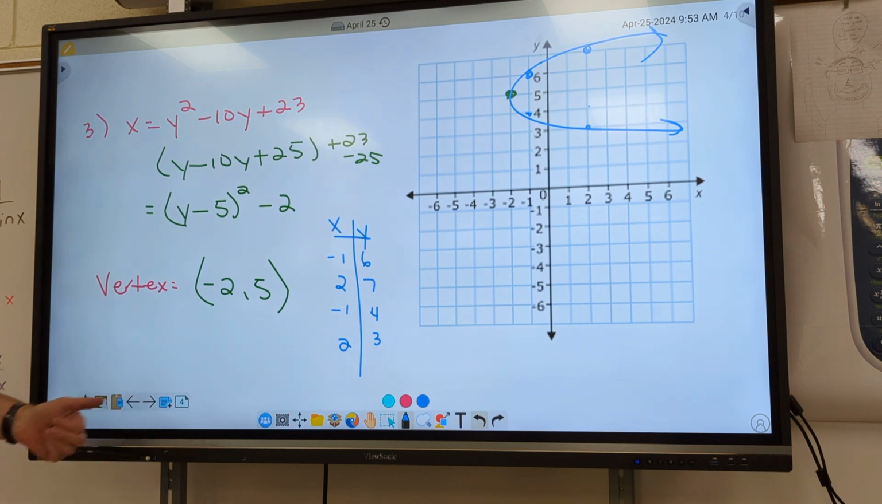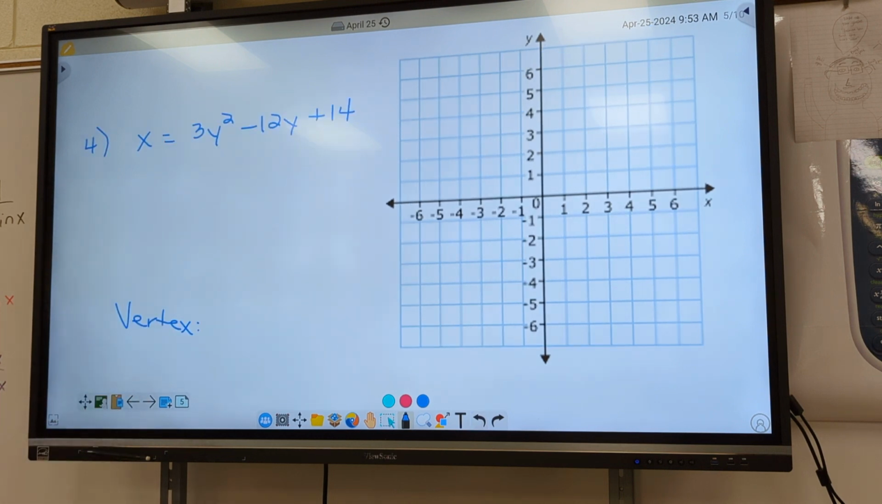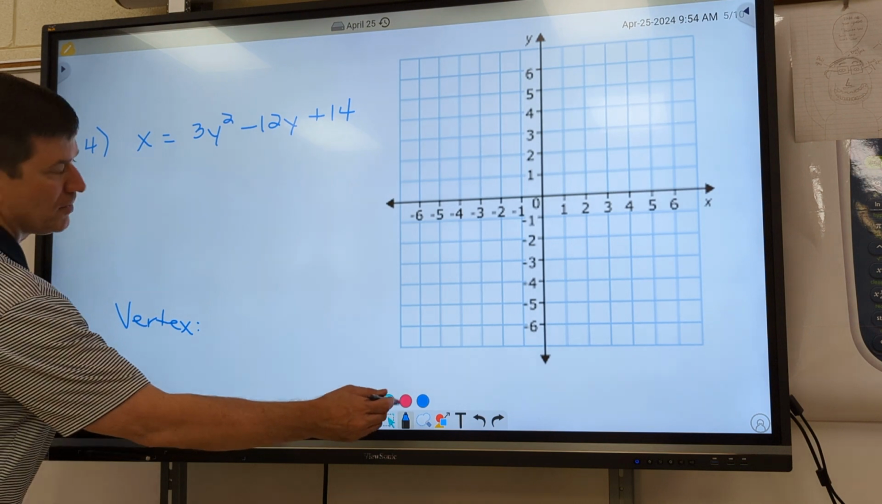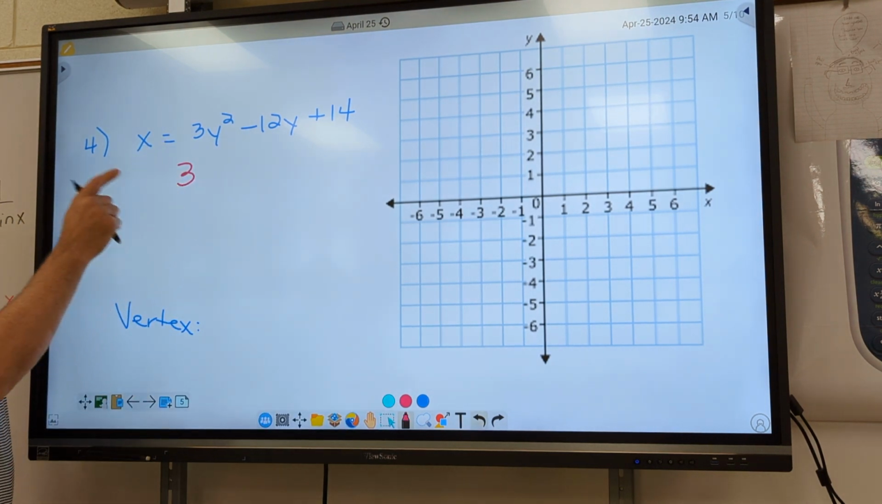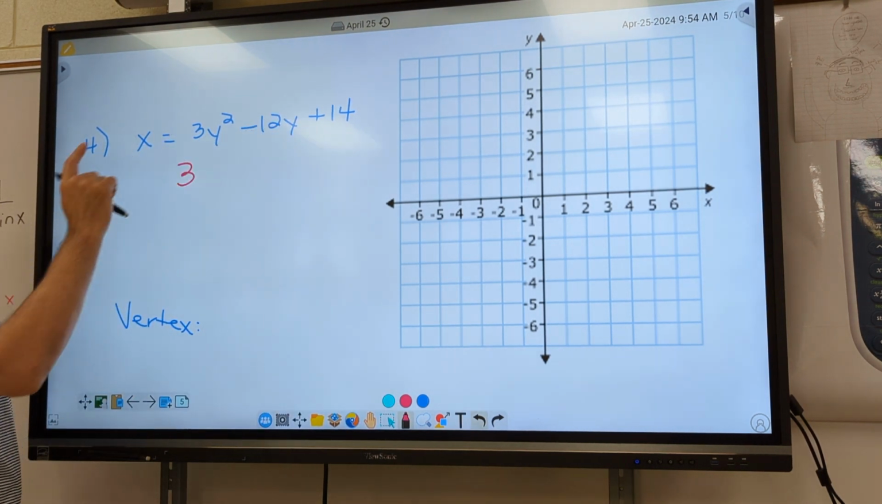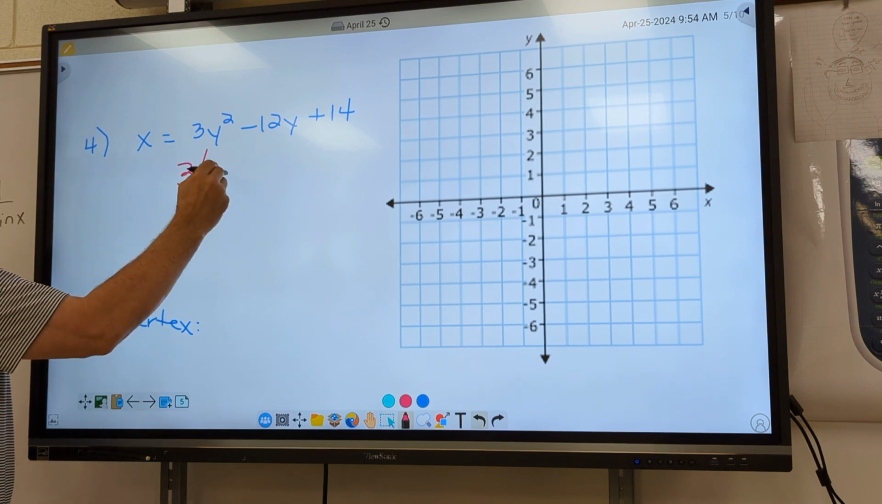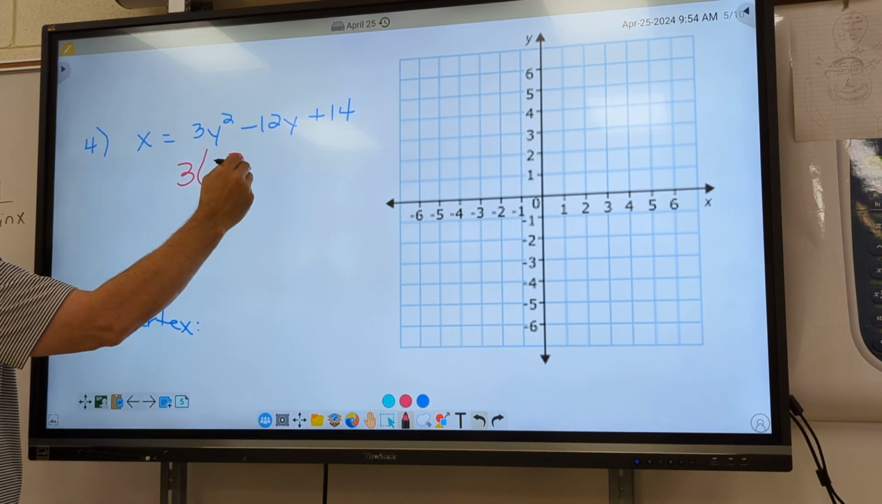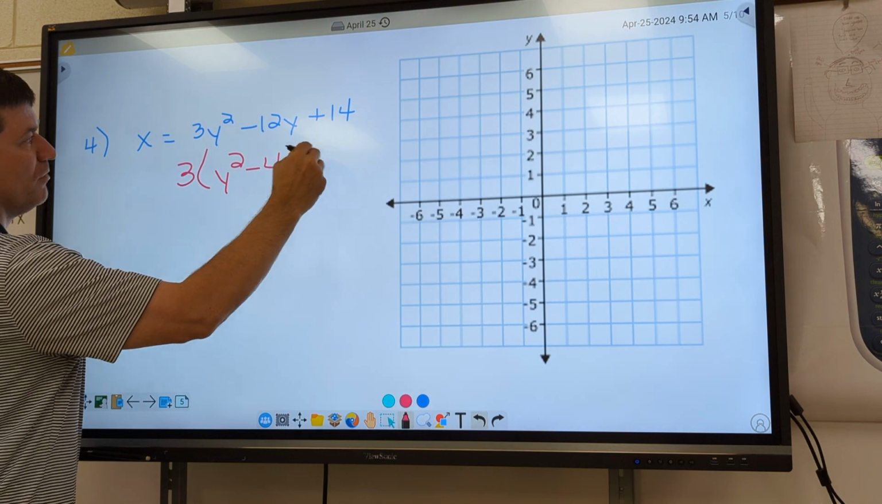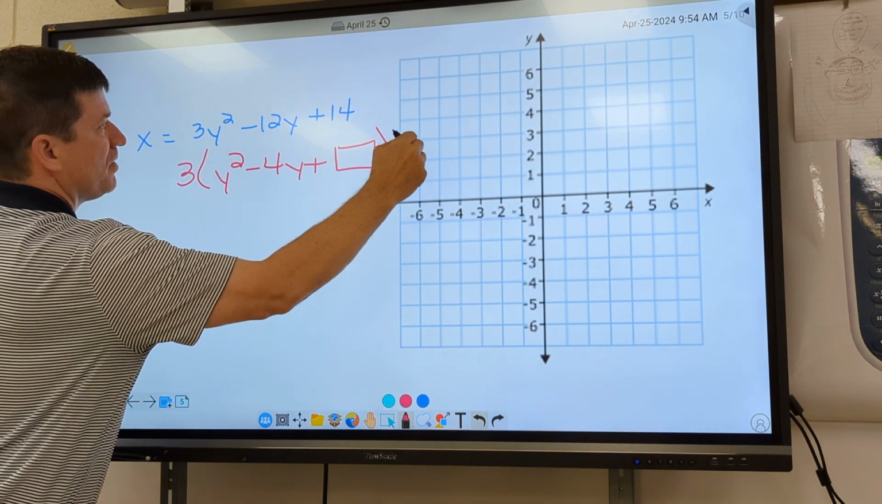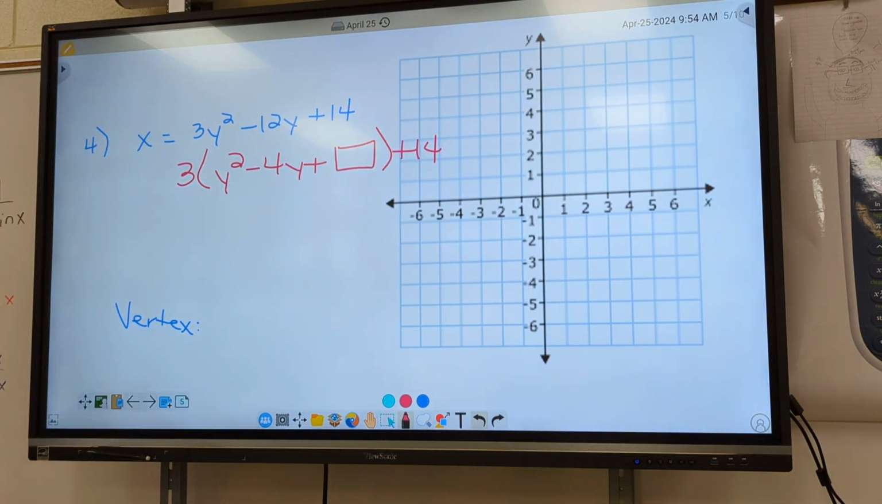All right, let's go to 4. All right, so number 4, first problem where we got a number in front. So what do we have to do to start it? Got to divide by 3. So remember, you don't divide the number on the end by 3, only what's in the group. So we got y squared, -12 divided by 3 is -4. Then your box, take that plus 14 and just move it down.